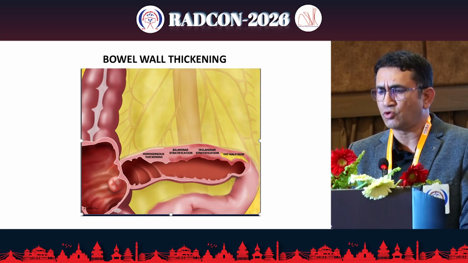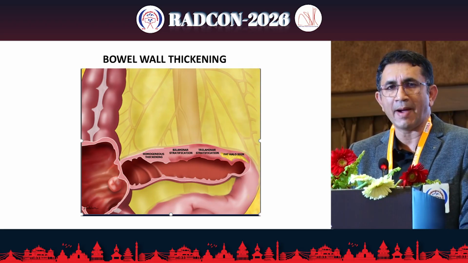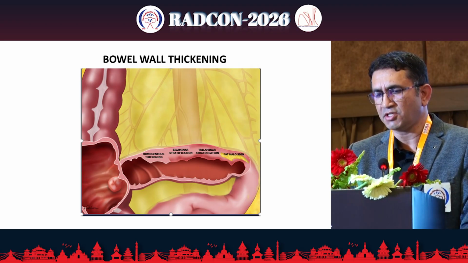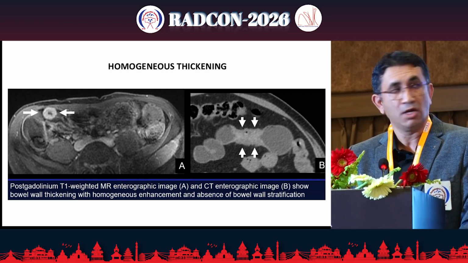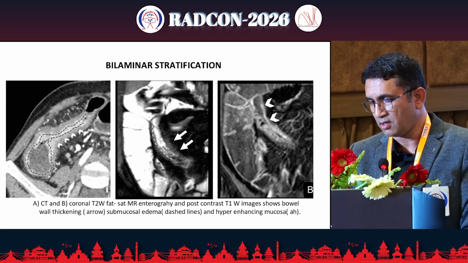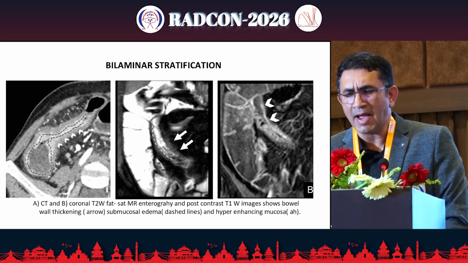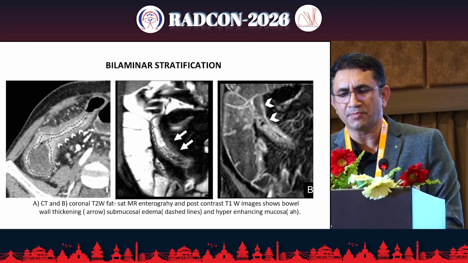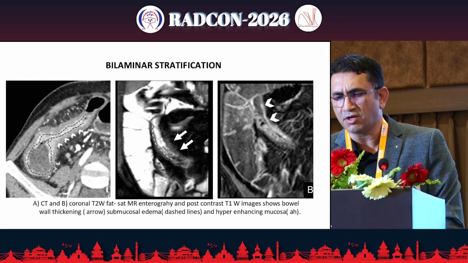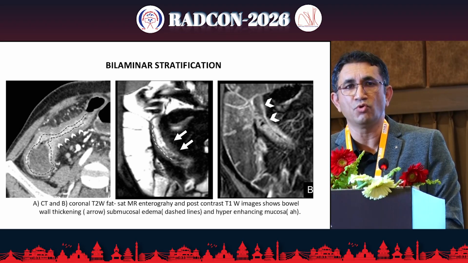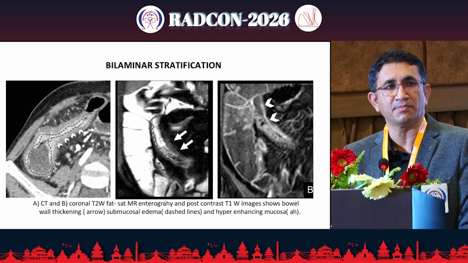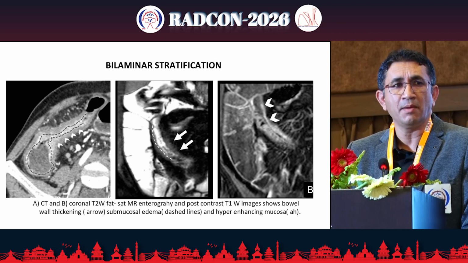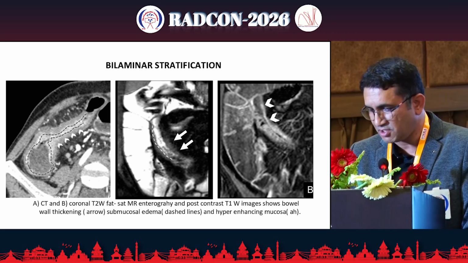Bowel wall thickening could be homogeneous, it could be bilaminar or trilaminar stratification, or we can see the fat halo sign. This axial post-contrast MRI and this CT scan show homogeneous wall thickening. Again, stratification: in bilaminar stratification there is enhancement of the mucosa, and along the dashed line we can see some mucosal edema. On the post-contrast image we can see hyperenhancement of the mucosa. Bilaminar stratification always indicates active disease.